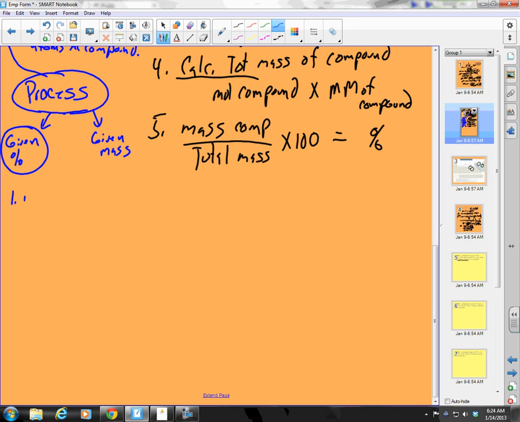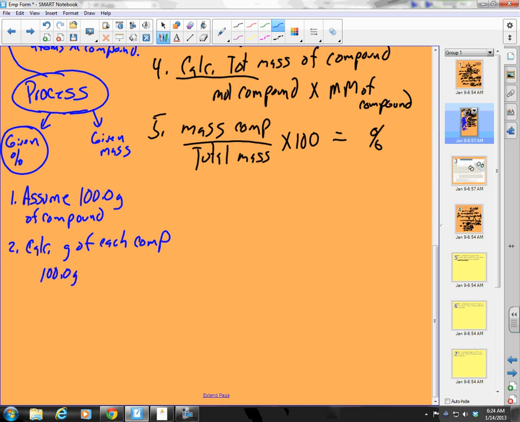Here we go. Number one, we want to assume you have 100 grams of compound. Last time we assumed 1 mole when we were doing percentage composition. In this case, we're going to assume 100 grams. Once I do that, I'm going to calculate grams of each component. That's easy. How? We're going to take 100 grams times the percent. Good. Three, once I have the grams of each component, I want moles of each component.